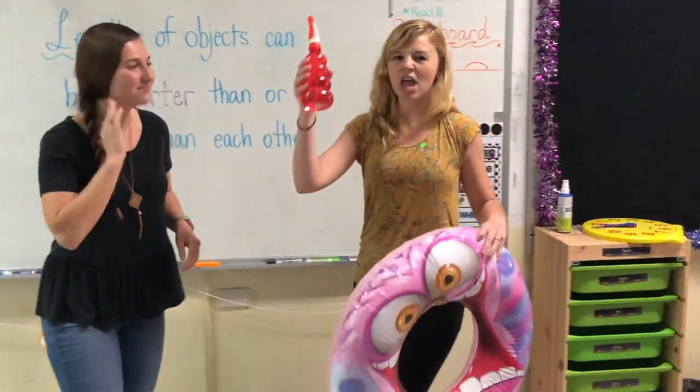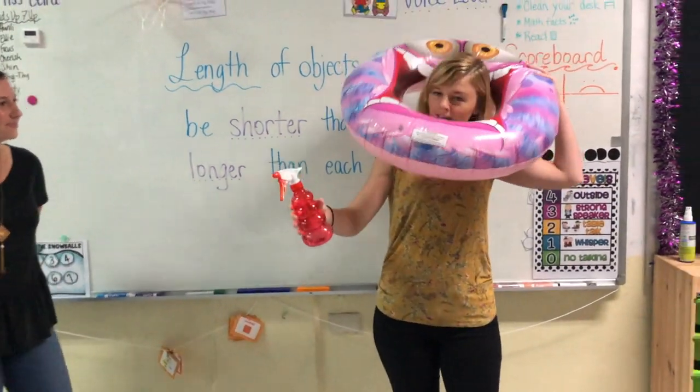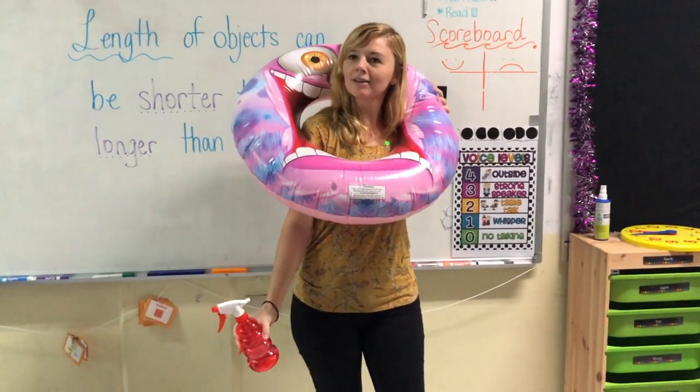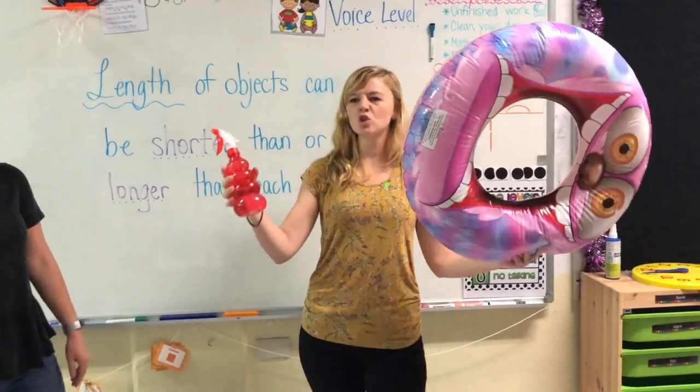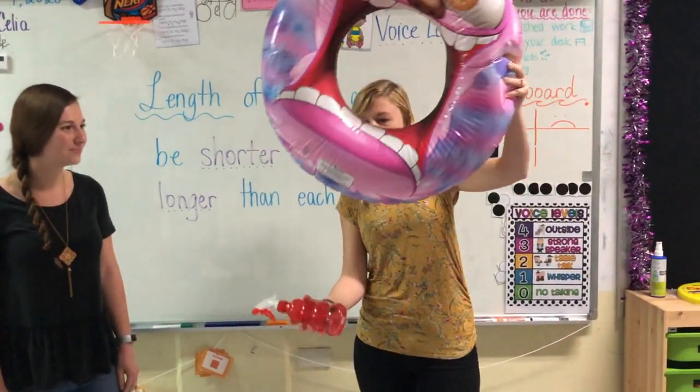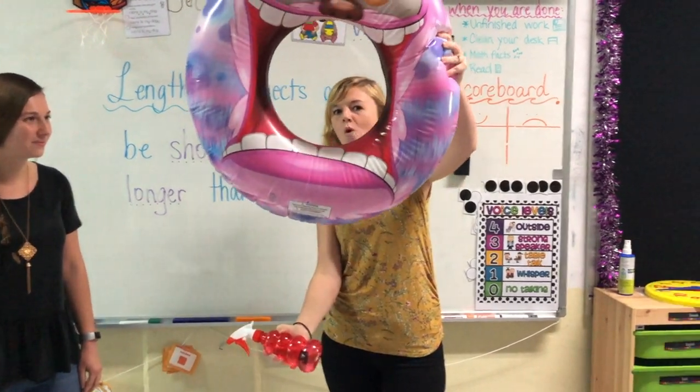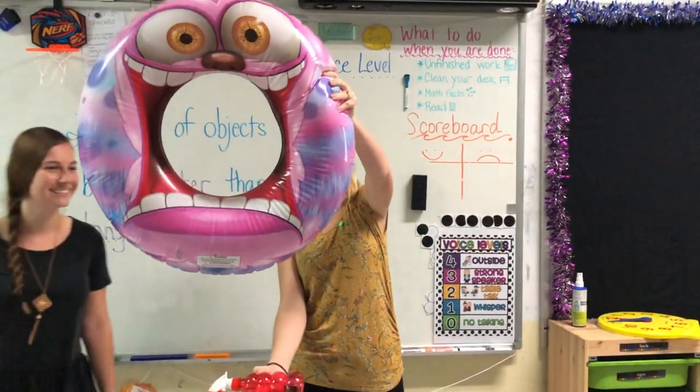All right, I found a water bottle and a tube in case I want to go swimming. Now, which one of these 2 is the shorter object? Is it the water bottle or the tube?